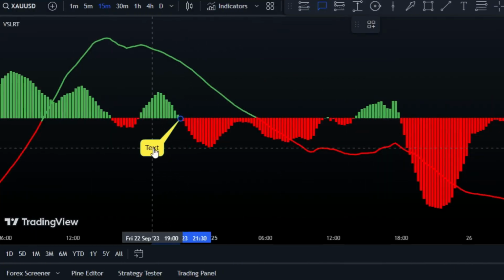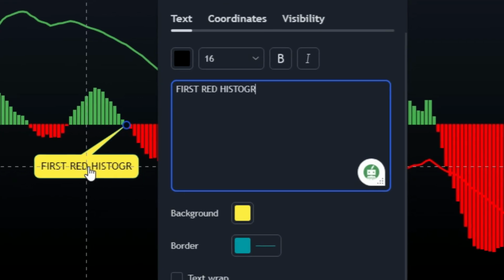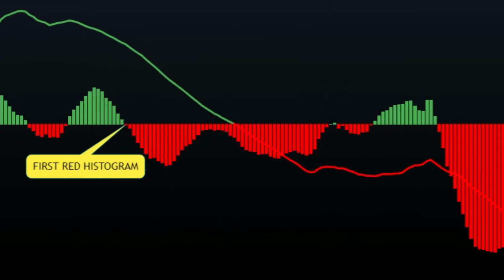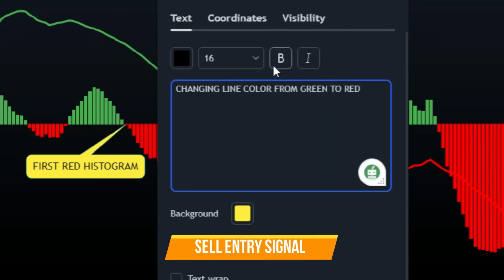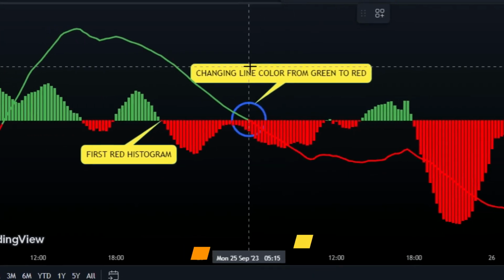To sell, it's the same thing. First, you need to wait for the histogram to turn red from green. Then, when the signal line turns red from green, you're good to go. You can sell with the candle that confirms this signal.